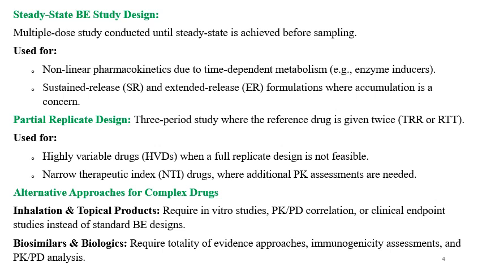Then partial replicate design. This is a three-way design or three-period design. It is a replicate design as I have mentioned. Then three-period study where the reference drug is given twice, that is two times reference product will be given to the patient and only one time the test will be given. It is used for highly variable drugs when full replicate design is not feasible. It is also used for narrow therapeutic index drugs (NTIs) where additional PK assessment is needed.